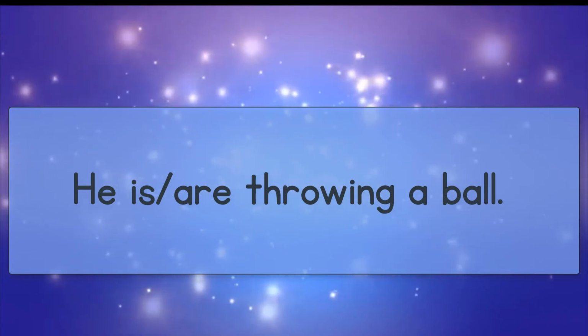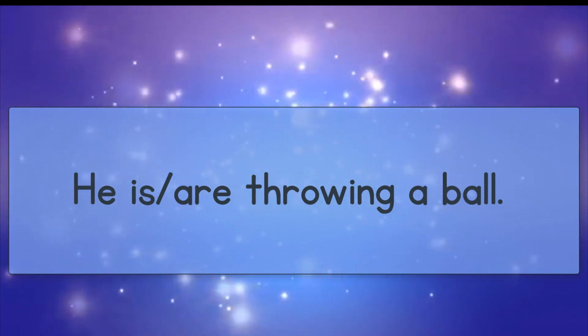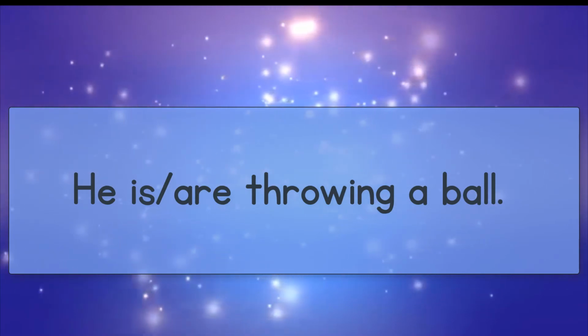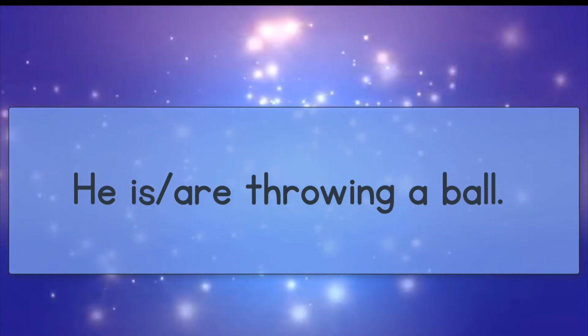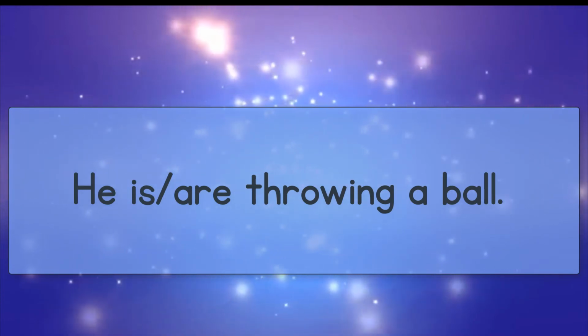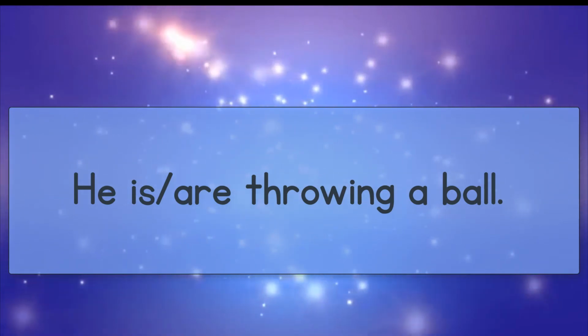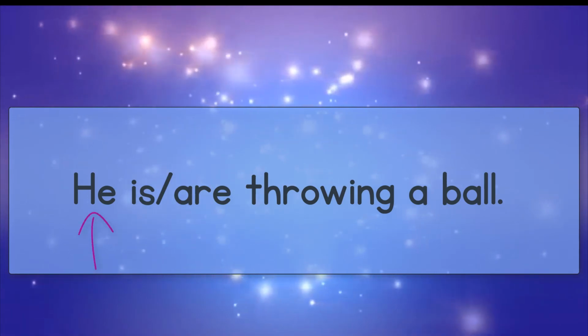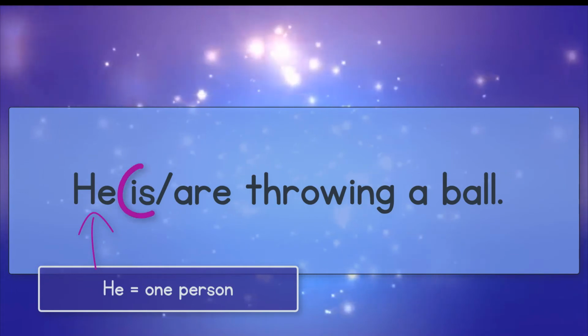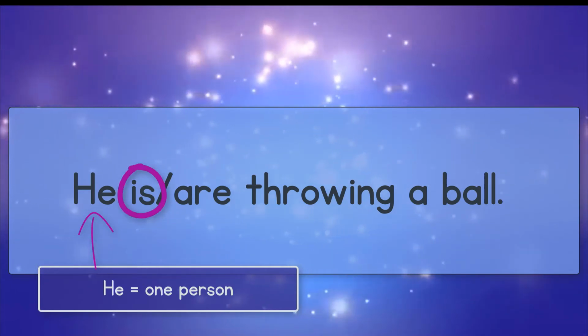Alright. He is or he are throwing a ball. Which noun are we talking about? Yep, we're talking about he. So he is one person, which tells us that we're going to use is. So our sentence would be he is throwing a ball.